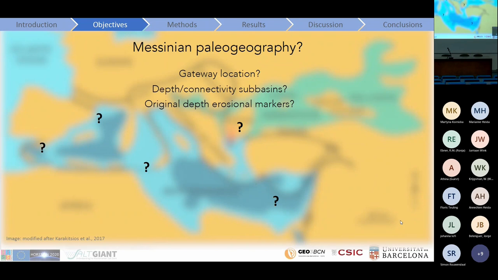They are very big problems. But what my thesis aims to do is to illustrate some of these problems and to resolve them through a better understanding of Messinian paleogeography. For example, we are not aware of the exact gateway position between the Atlantic and the Mediterranean during the Messinian. We don't really know exactly what was the depth and the connectivity of different sub-basins where we find our deposits. And we are not really aware of the original depth of the Messinian markers because they have been affected by vertical motion since the salinity crisis due to the accommodation of sediments.